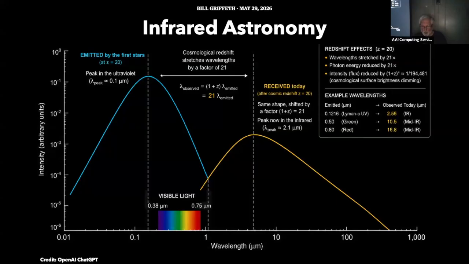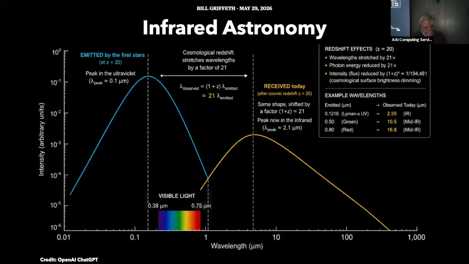Their ultraviolet light has been traveling for well over 13 billion years through space that's been expanding. All photons lose energy and become longer wavelength as the universe expands. And that's what we mean by the redshift.